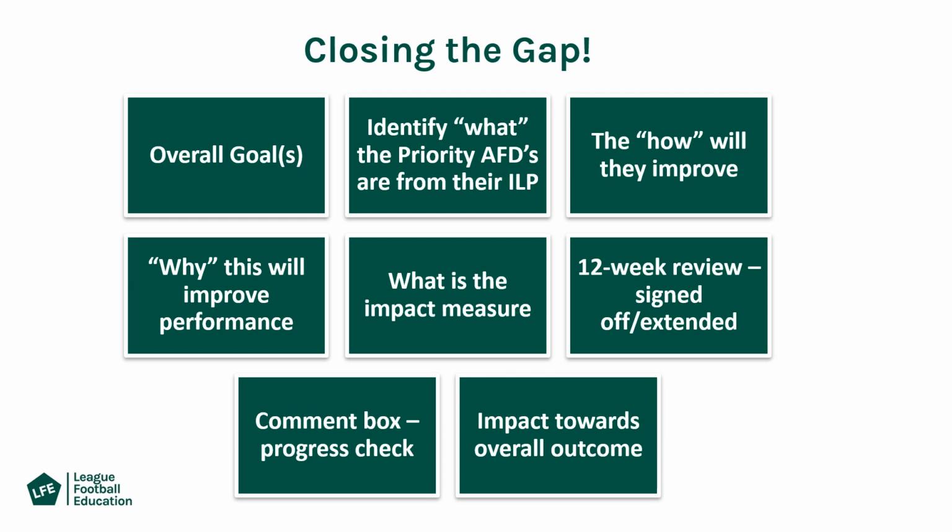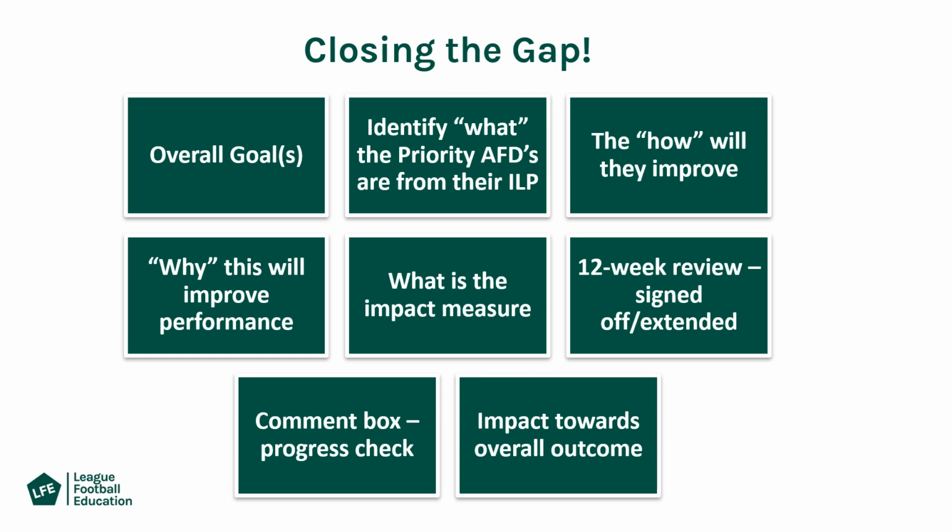Within that, we need to be using the comment box a lot more in terms of a progress check. So if that goal is being signed off, then it's signed off and we're on to the next one. But if it's not and it's being extended, then we need to put in a comment to say what that progress check is. Where are they against that particular goal? What have they achieved so far, and what do they still need to achieve to ultimately be able to sign off that goal?